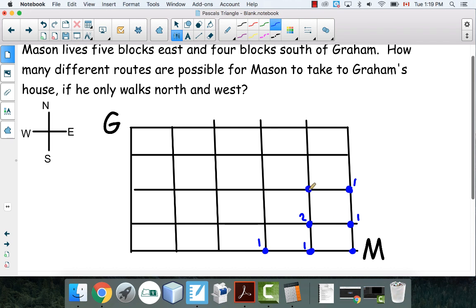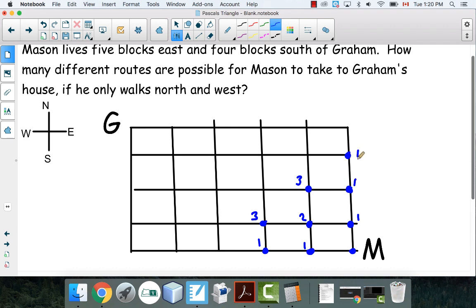I could do this one next right here. I have 2 routes coming out of this point and 1 route coming out of this point. Gives me a total of 3 different ways of getting to this dot right here. I could do this one next. I have 1 route coming out of the bottom and 2 routes out of this one. Gives me a total of 3. And we just keep filling this out.